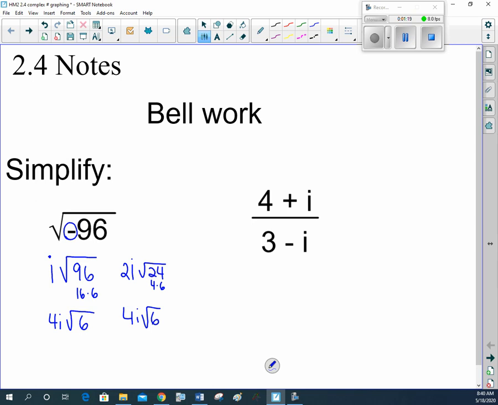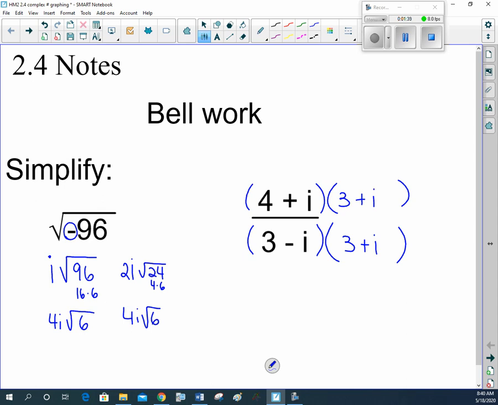Okay, over here, the only thing wrong with our division problem is, remember, we're not allowed to have our complex number in the denominator. So we're going to multiply the top and the bottom by the conjugate of the denominator. That's going to eliminate our i's. So remember, conjugate is just taking the opposite of the imaginary part.